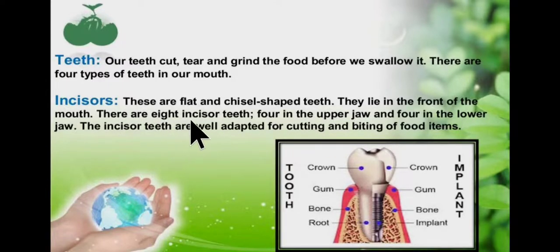There are 8 incisor teeth, 4 in the upper jaw and 4 in the lower jaw. The incisor teeth are well adapted for cutting and biting of food items.